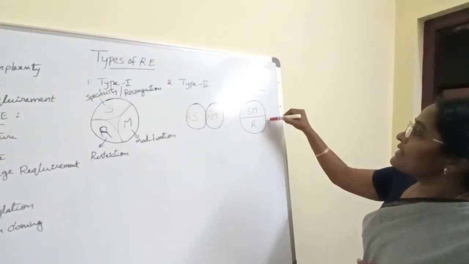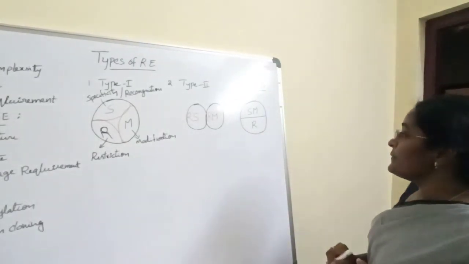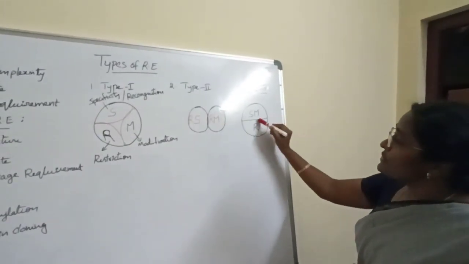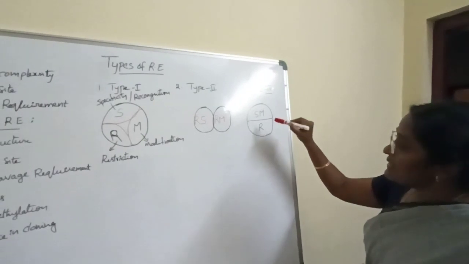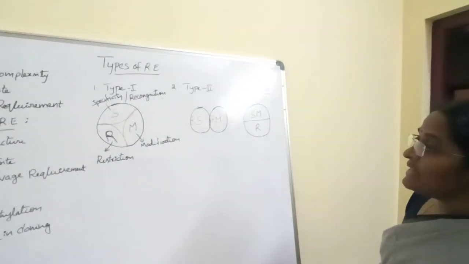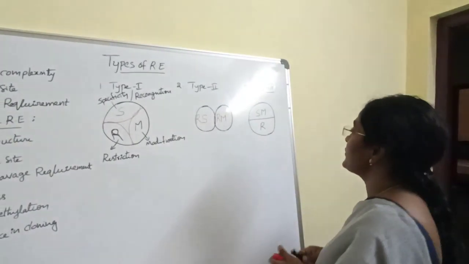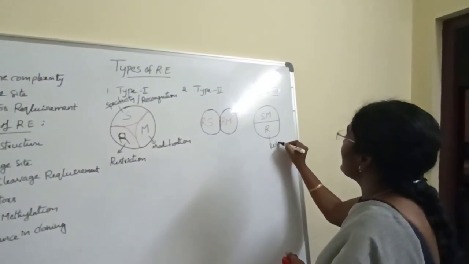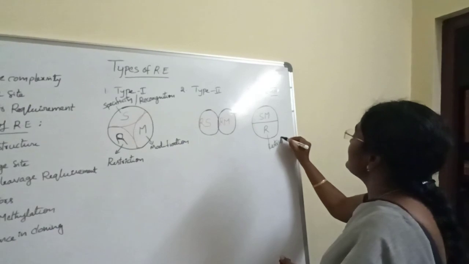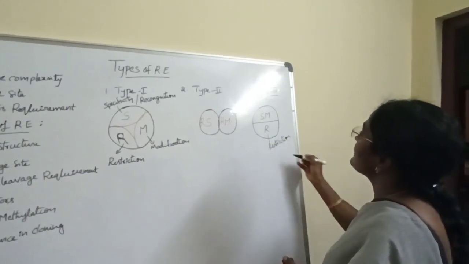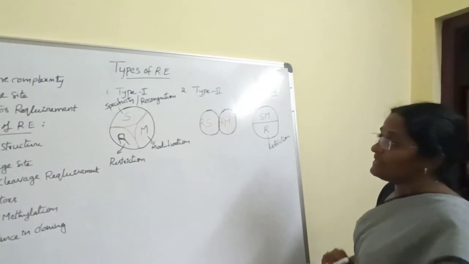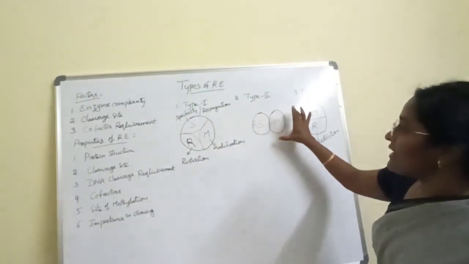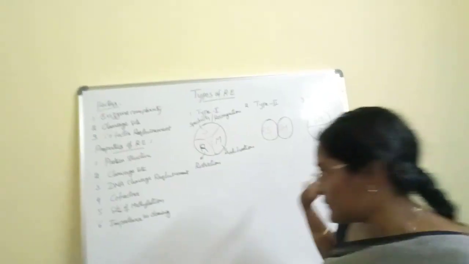Here type 3 enzymes are similar to type 1 enzymes. Two subunits are present. One subunit is responsible for restriction and another subunit is responsible for recognition and modification activity. This is the structure of these three types of enzymes.